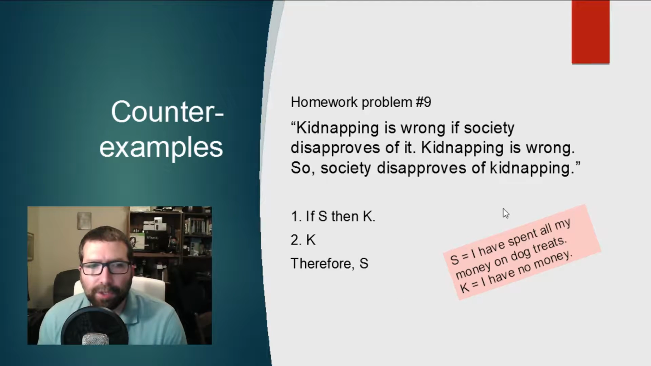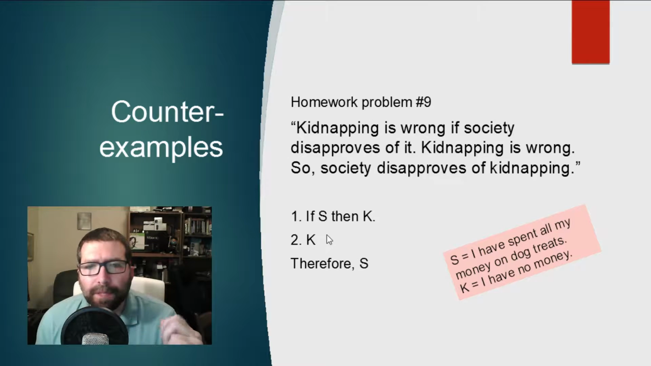So all you would have to do is come up with any set of statements that would correspond to your S and K to where you would make true premises and a false conclusion. There'd be all sorts of things that you could do here. So this is just mine. Obviously, with the counterexamples and the homework, what you do is going to be creative and based on your own imagination. And so all of these would be different. It's not like there's one right answer. If you come up with a counterexample that demonstrates that the argument is invalid, that's all you need.